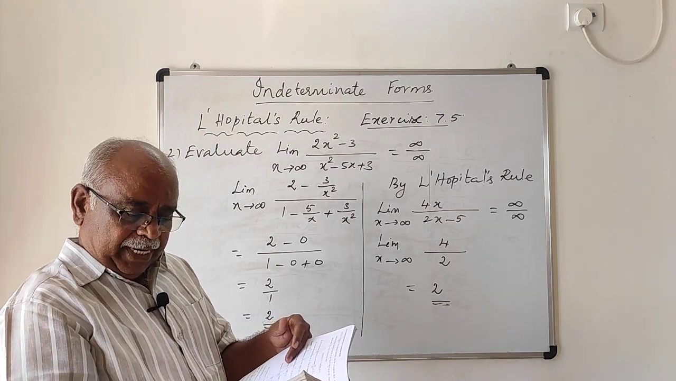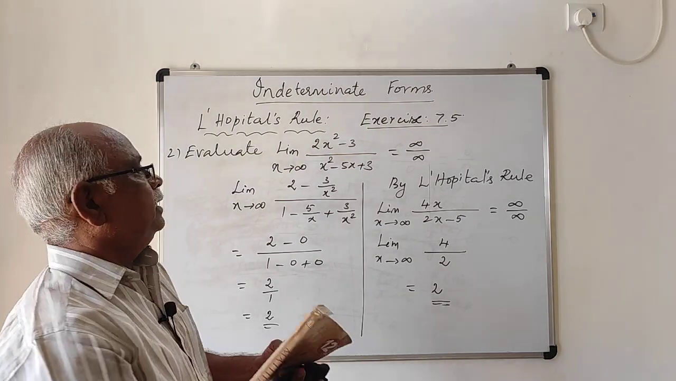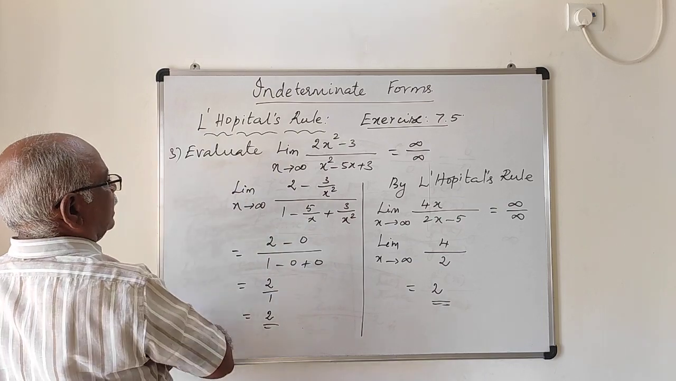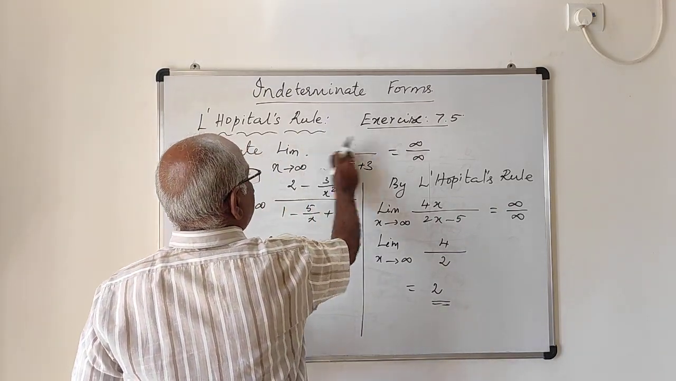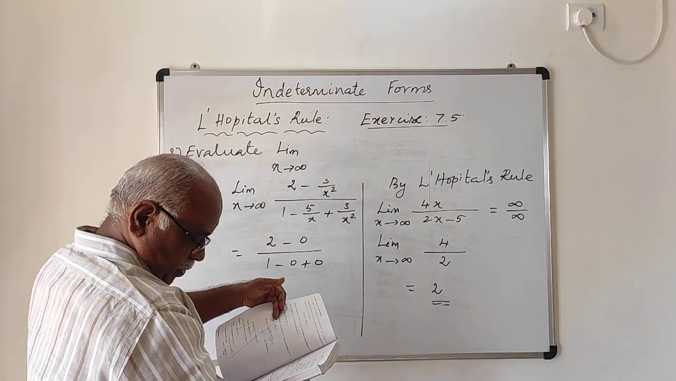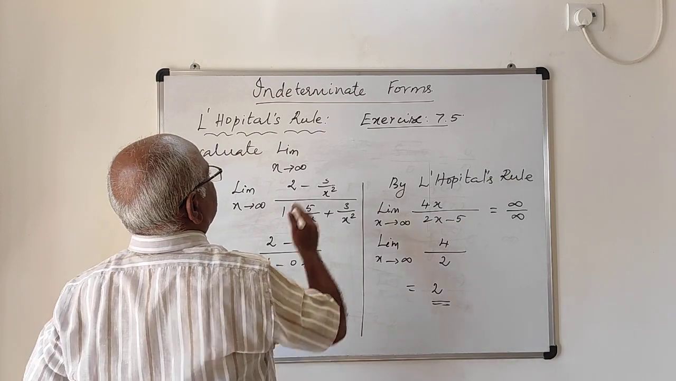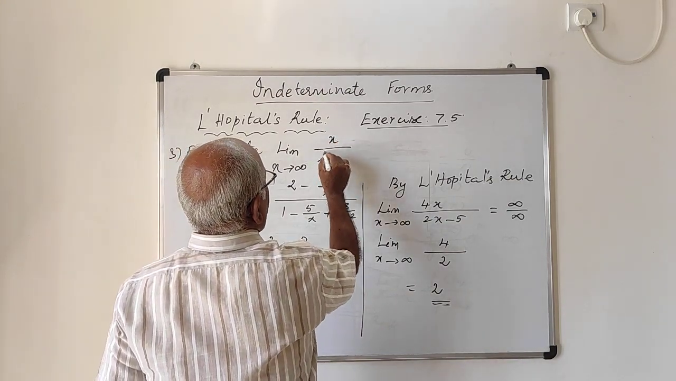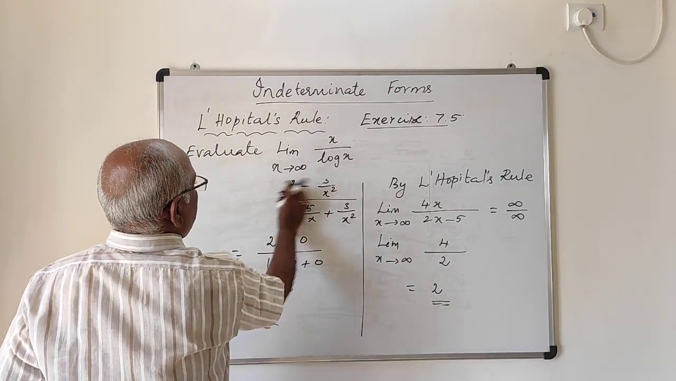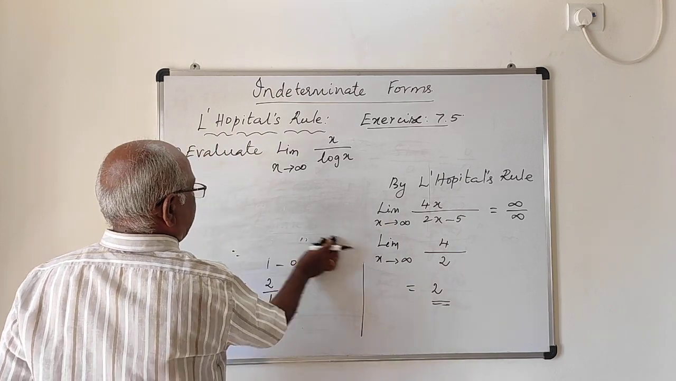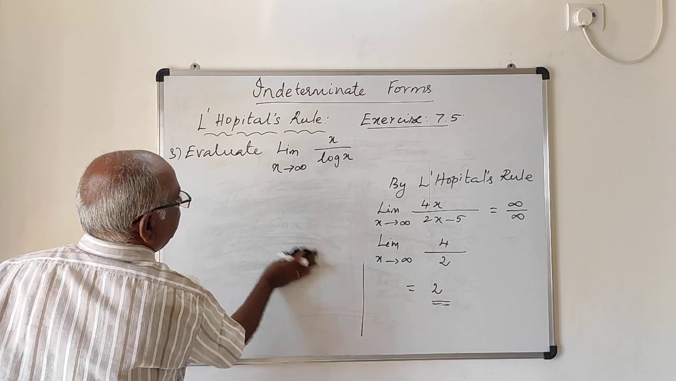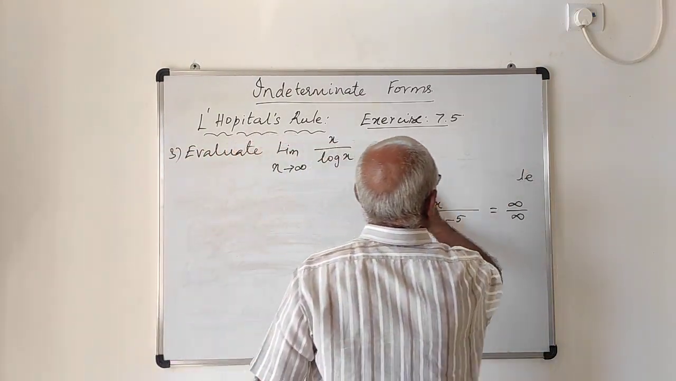Okay. Next problem, problem number 3. Evaluate the limit as x tends to infinity of x by log x. In this problem, if you apply the limit, x tends to infinity, and log infinity is infinity, therefore it is of the indeterminate form infinity by infinity.